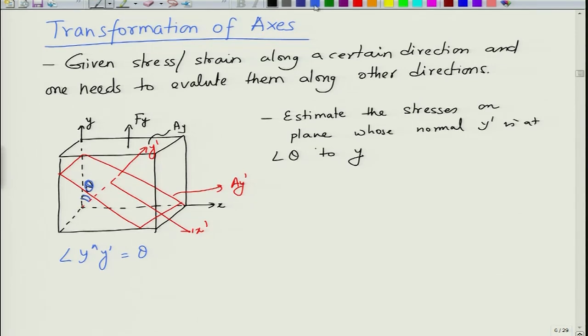So the normal stress is sigma y equal to F, force is Fy and the area is Ay. So let's say we calculate what is the normal force to this new plane, that is, let's say Fy prime. So this Fy prime, by geometry you can say it is equal to Fy into cos theta.